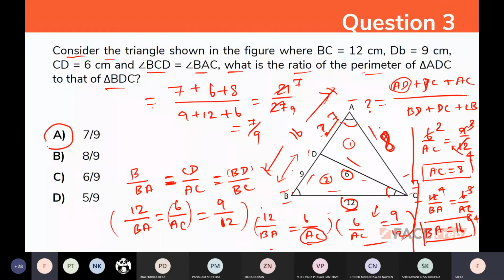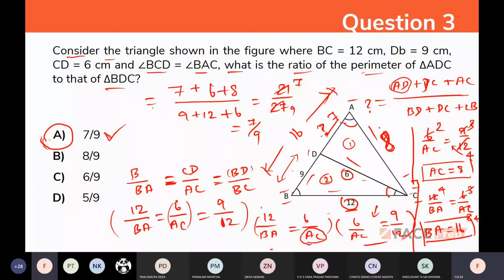Any doubts in this approach? How we are applying the similarity rule? How we are solving? Sorry, I made some mistake in solving part. So I think you would have done it before me. Okay. So any doubts? Shall we move further? Yes, move further. Thank you. Everyone, if you are listening, just put a Y in the chat box. Thank you, thank you, thank you.